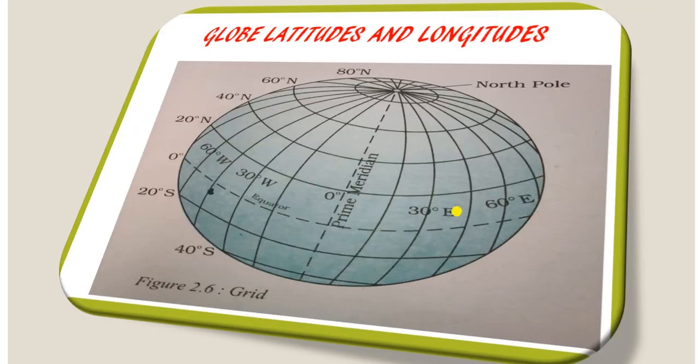Now here you can see a picture showing the grid, that means a network of longitudes. These are longitudes and these are parallels of latitude. These are meridians of longitude. These are parallels of latitude. It is because of this grid that we are able to know about different places of earth on globe.